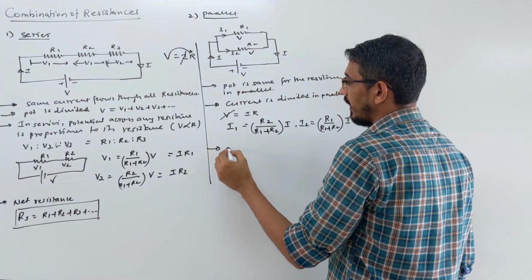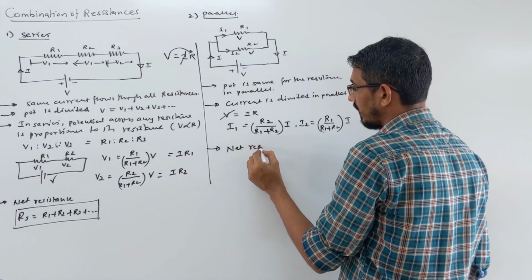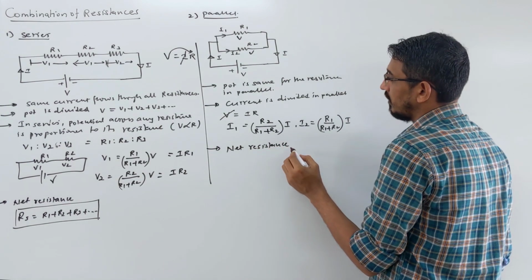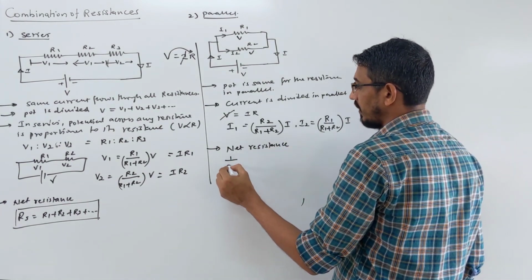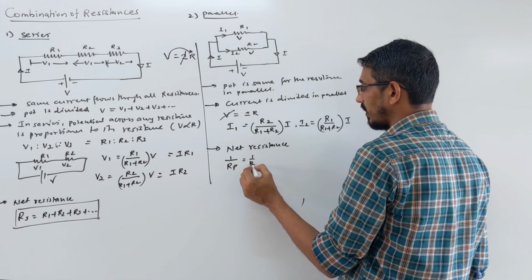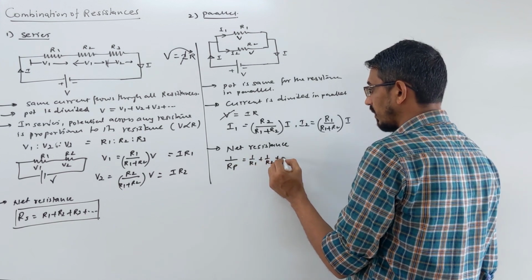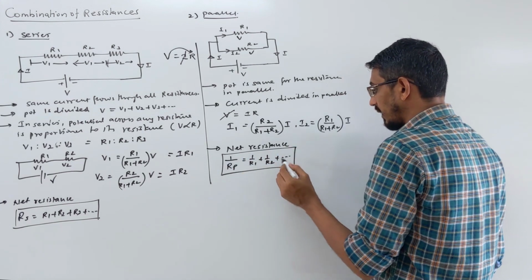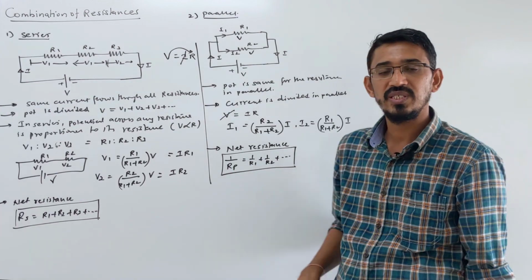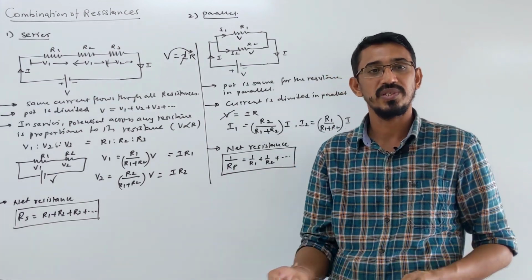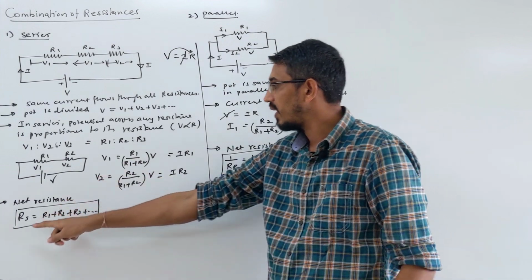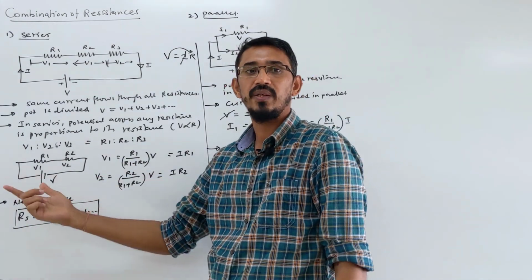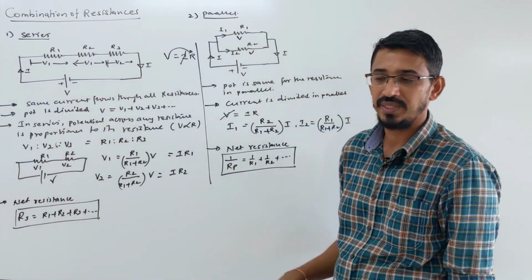Then net resistance, everybody knows. For net resistance we write inverse addition: 1 by Rp is 1 by R1 plus 1 by R2, and it goes on. Here the net resistance will be even less than the smallest resistance. In series, the final resistance will be bigger than the biggest individual resistance.